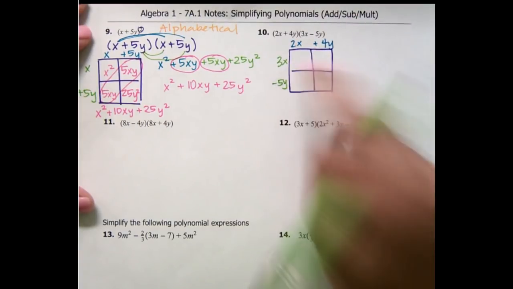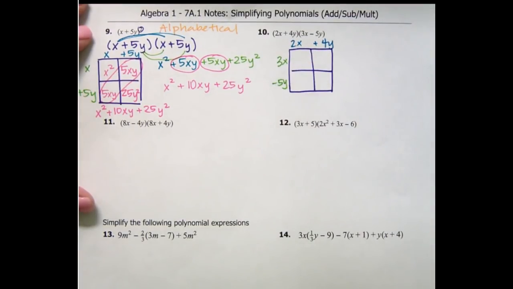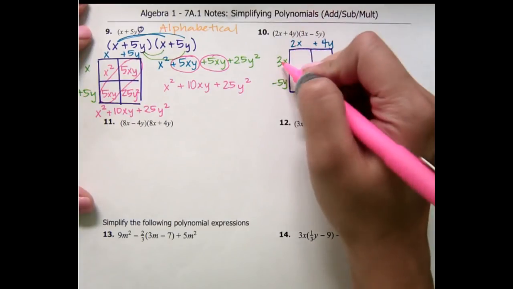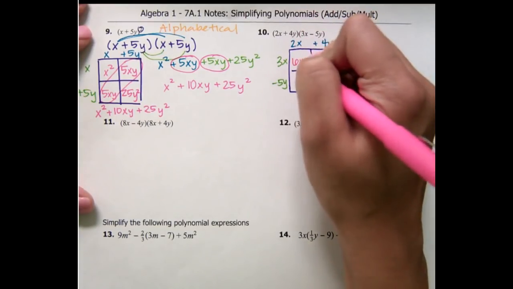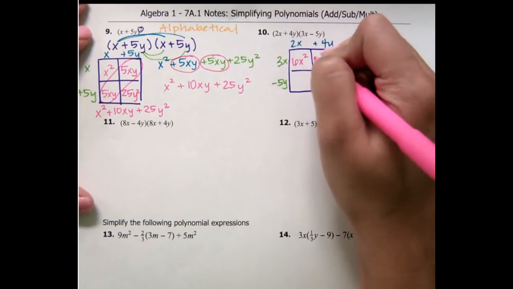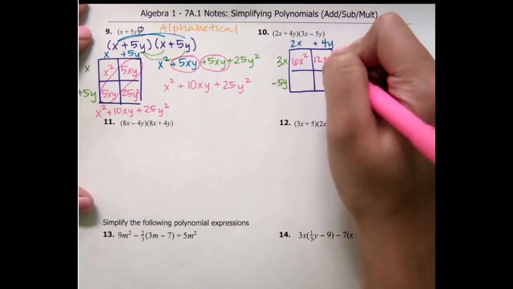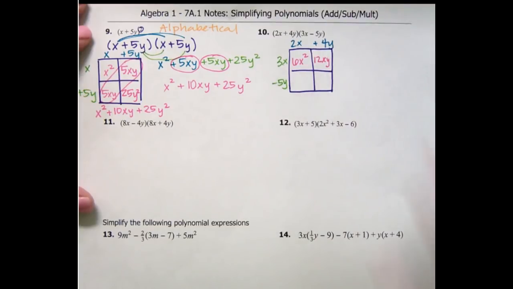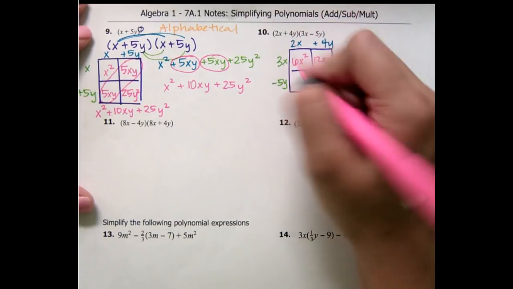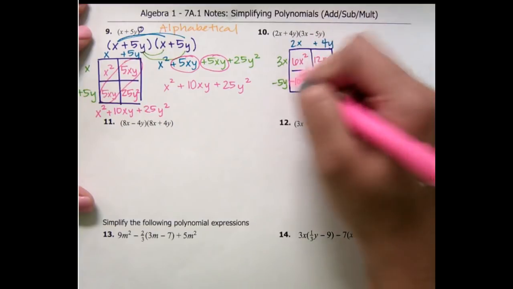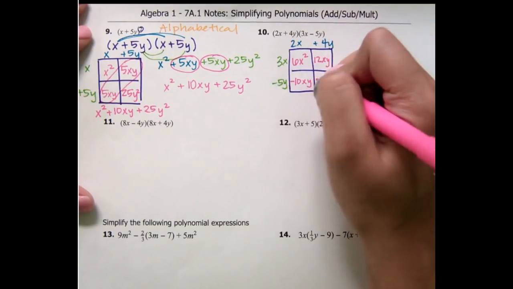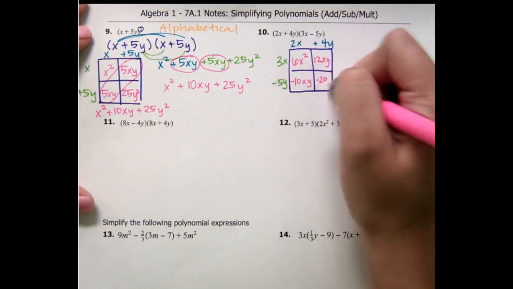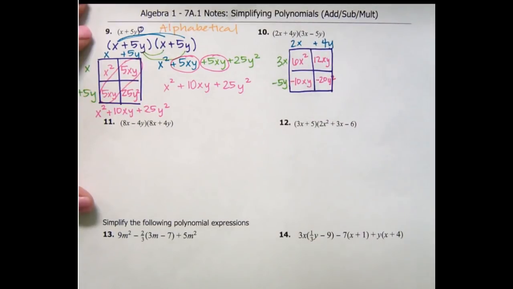So don't let these numbers in front of these x's confuse you. Just multiply them. 2 times 3, 6x times x, x squared. 4 times 3, 12, x times y, xy. Don't forget about alphabetical order. 2 times negative 5, negative 10, x times y, xy. 4 times negative 5, negative 20, y times y, y squared.